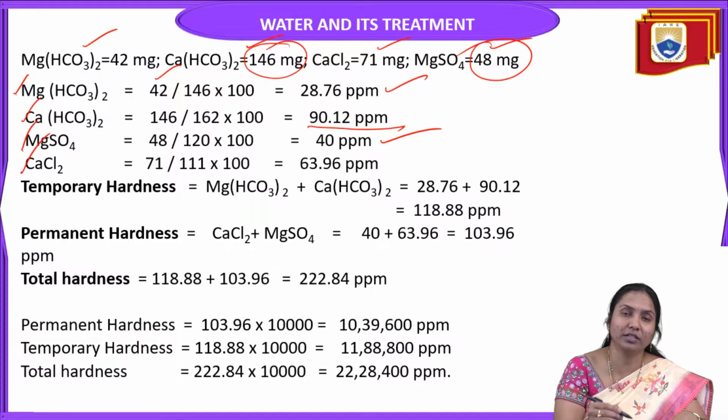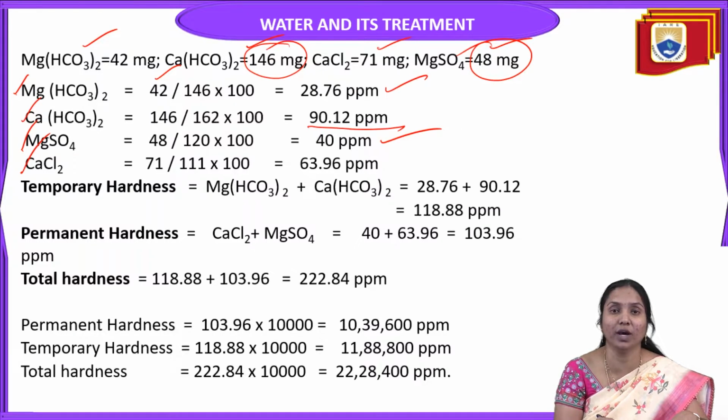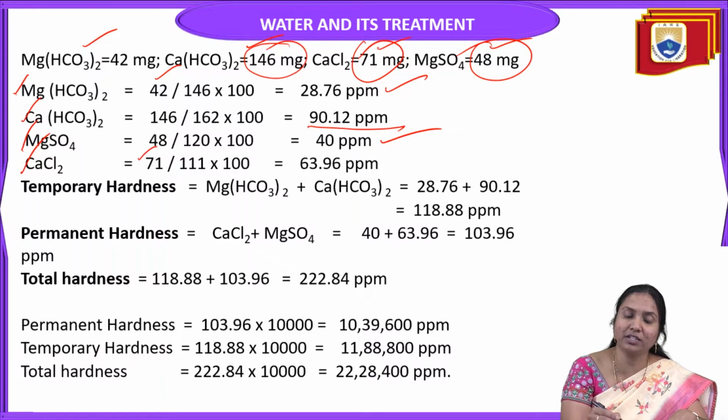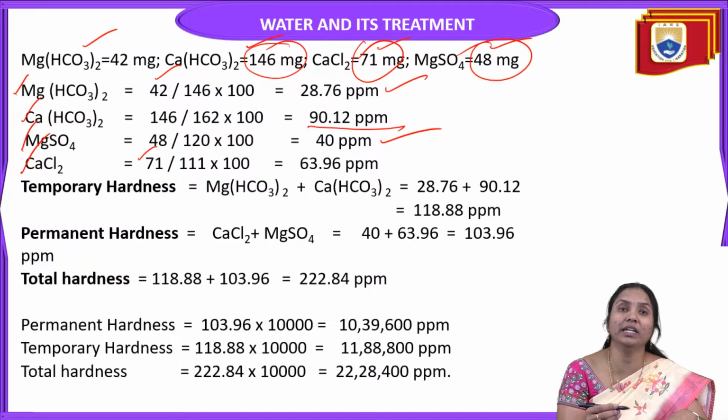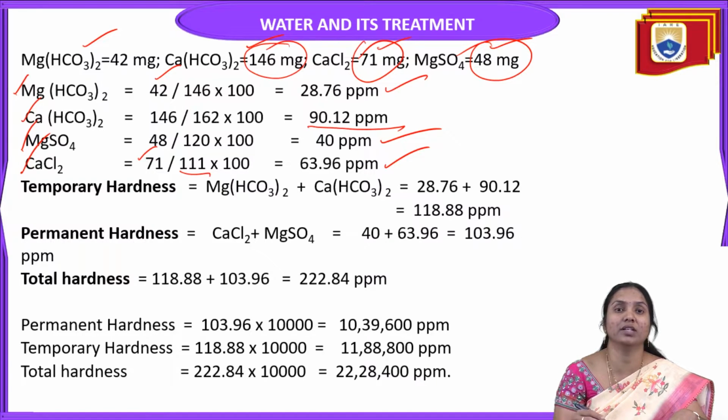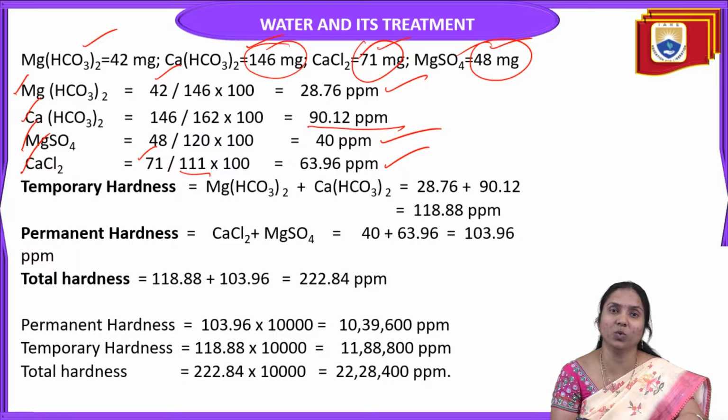And finally, convert calcium chloride into CaCO3 equivalent. Weight of calcium chloride is 71 milligrams and molecular weight of calcium chloride is 111, so 71 by 111 into 100 equals 63.96 ppm. So the first part is completed: the hardness causing salts are converted into CaCO3 equivalent.